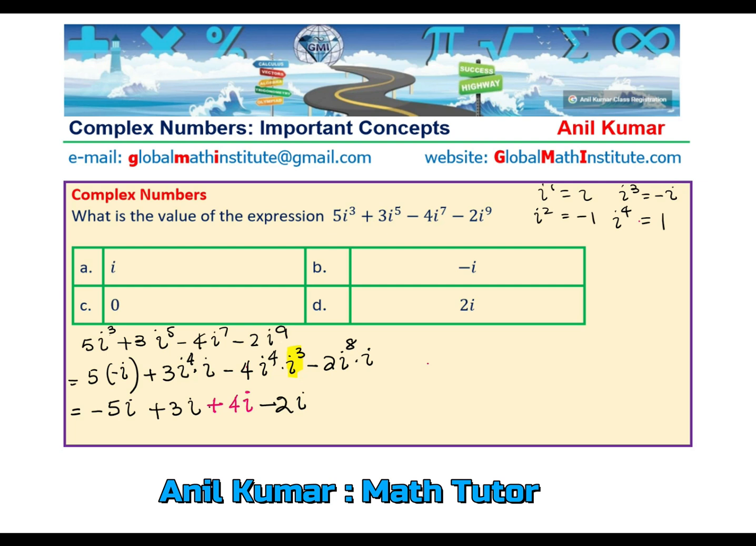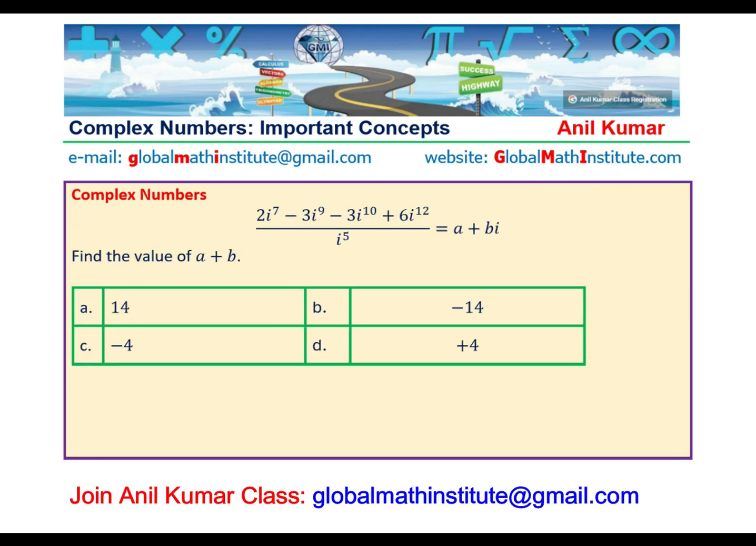So now if we add that up, minus 5 plus 3 is minus 2. Minus 2 plus 4 is plus 2. Plus 2 minus 2 is 0, and we get 0 as our answer. So the correct option is C, which is 0. So I hope the concept is absolutely clear, right? Now, follow this procedure and try to get the answer of this particular question.